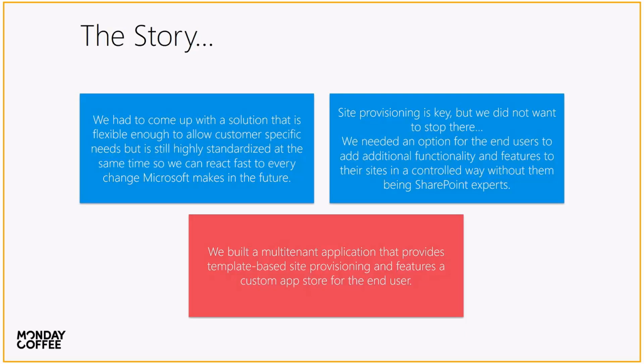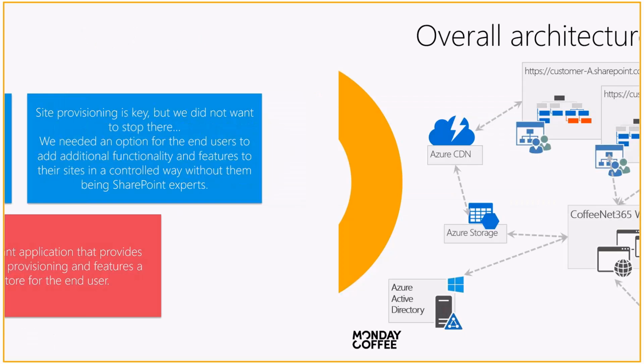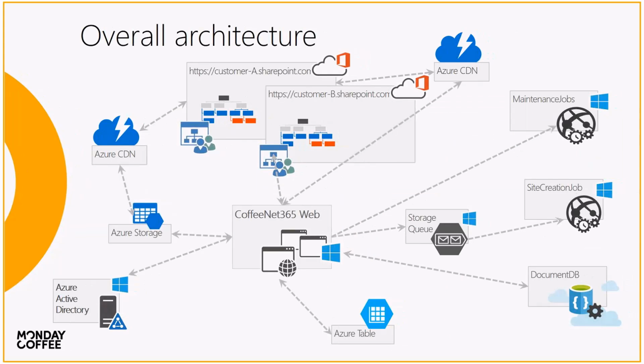First of all, I would like to show the overall architecture. So the big difference here is it's a multi-tenant app. We've all seen the site provisioning process in PnP solutions, and we are using pretty much the same. We have our main web application, storage queue, and site creation job. But we also have a document DB, which we use for tenant separation.